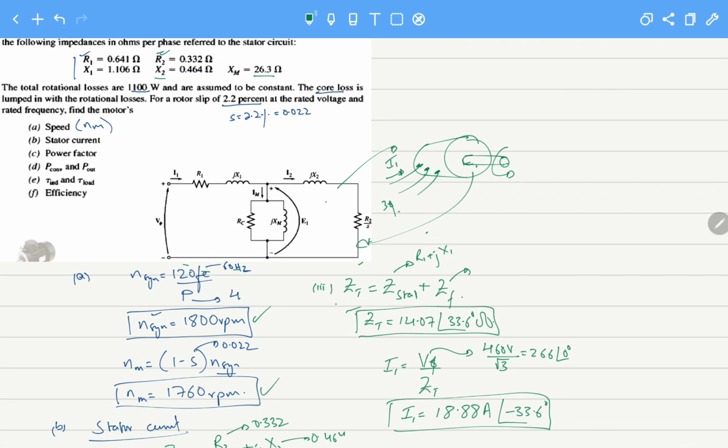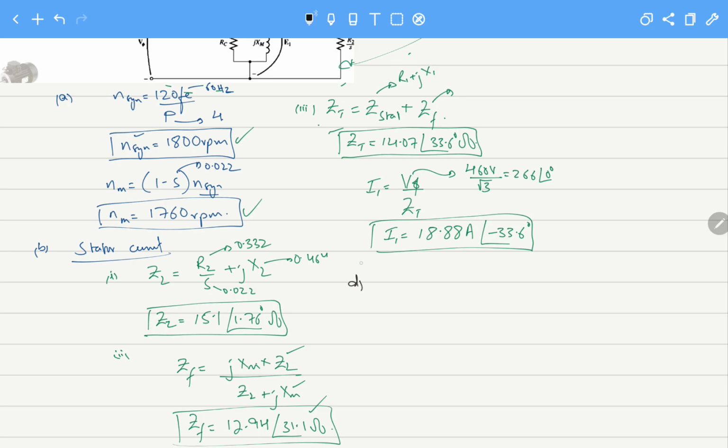Now let's look at part C. Part C says we have to calculate the power factor. What will be the power factor for the motor? Of course, it is the angle between the phase voltage and the current. We have 33.6 degrees. The current has a negative sign, so this means it is a lagging load. The power factor is cos theta, where theta is theta V minus theta I, that becomes 33.6 degrees. So the power factor of the motor will be 0.833 lagging.